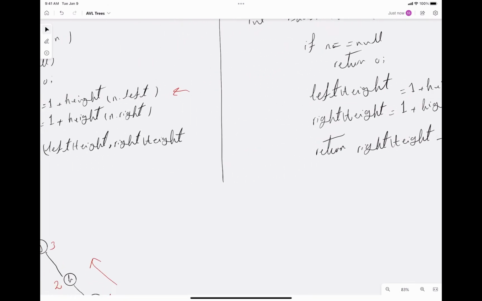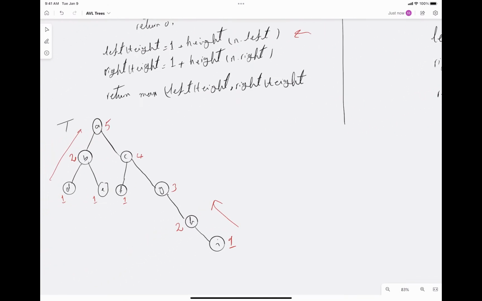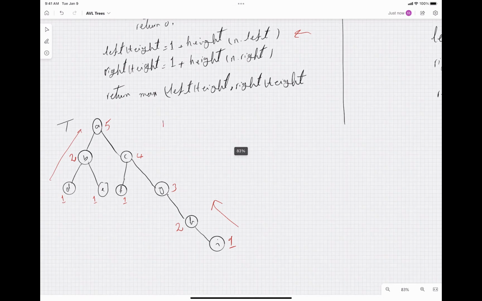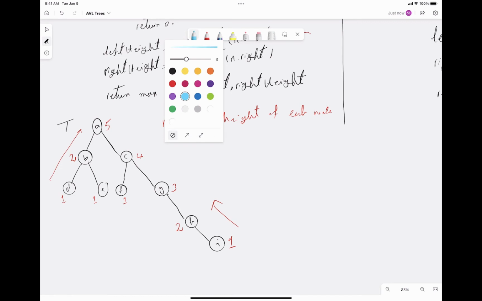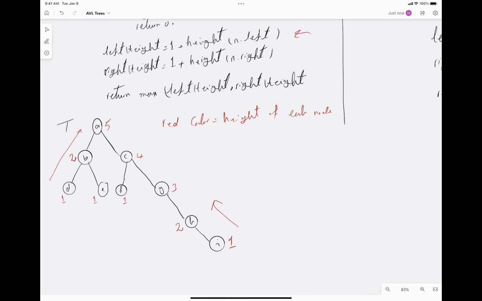So with the same tree that I have here, I'm going to use the red color to specify the height of each node, and I'm going to use the blue color here to specify the balance factor. So the blue color will be the balance factor of each node that we see, and we're going to see which node is not balanced.